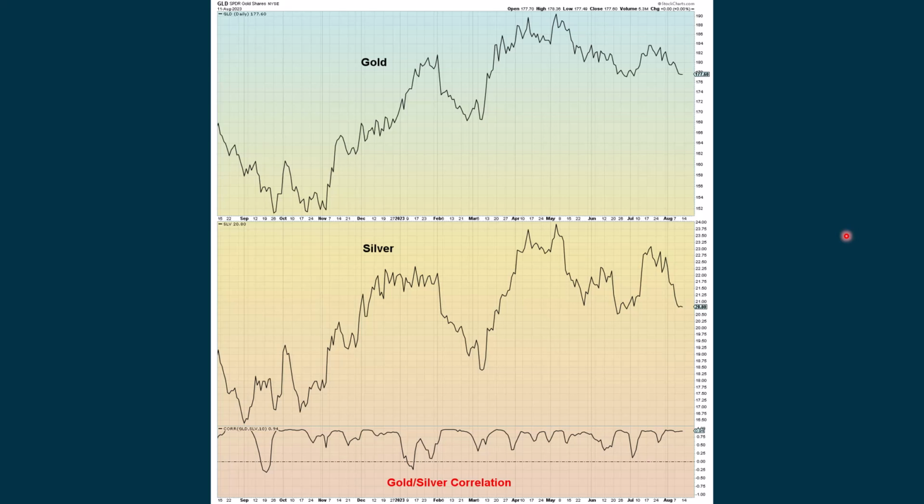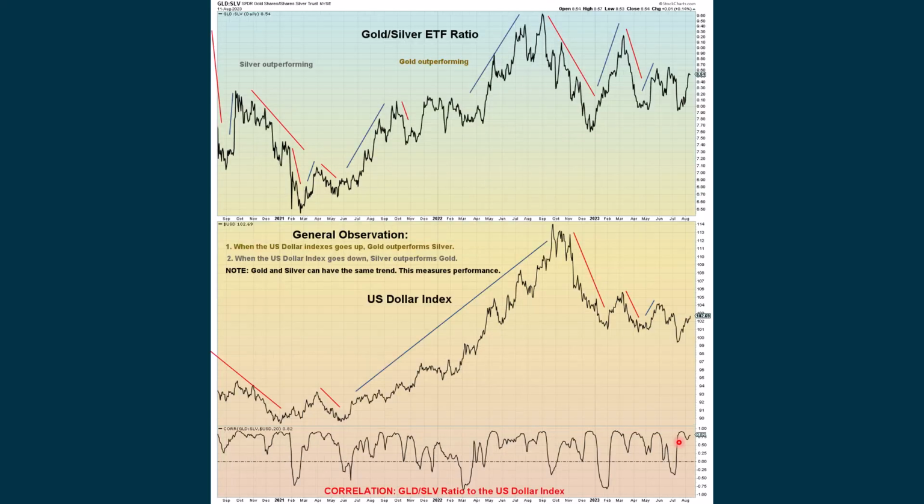We look at gold on the top and silver on the bottom, and then on the bottom we take the gold to silver correlation, and not surprisingly, they have a real strong correlated relationship, meaning that they tend to go in the same direction at the same time. We also look at the gold to silver ratio on top, and then we look at the US dollar index down below. Looking at the very bottom, we can see that the relationship between these two is fairly strong. Some general observations. When the US dollar index goes up, gold outperforms silver. When the US dollar index is going down, silver outperforms gold. Both can be going in an up or a downtrend.